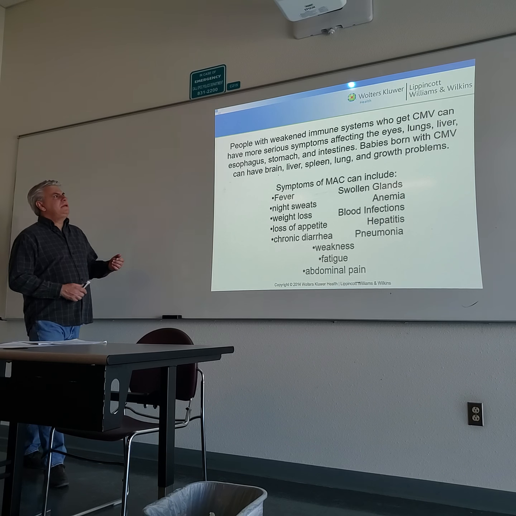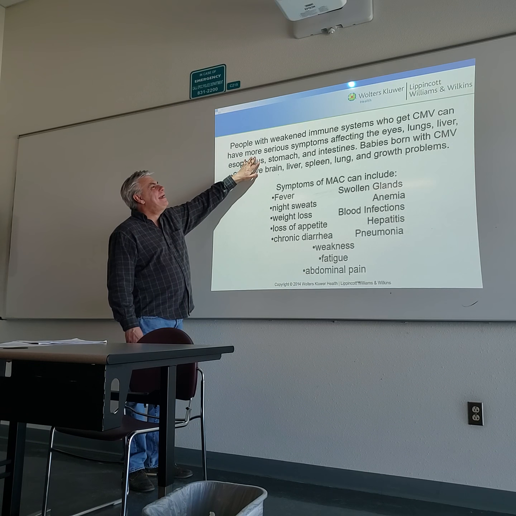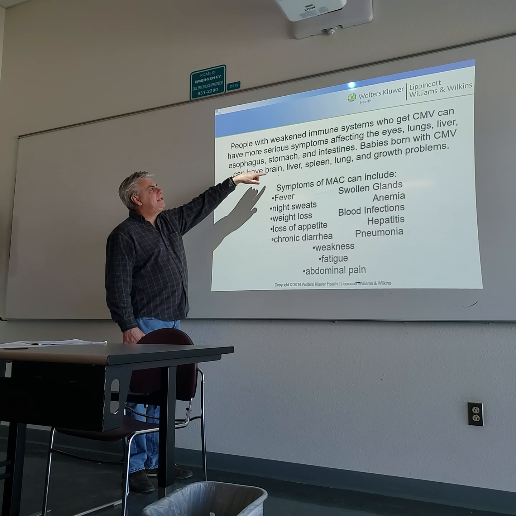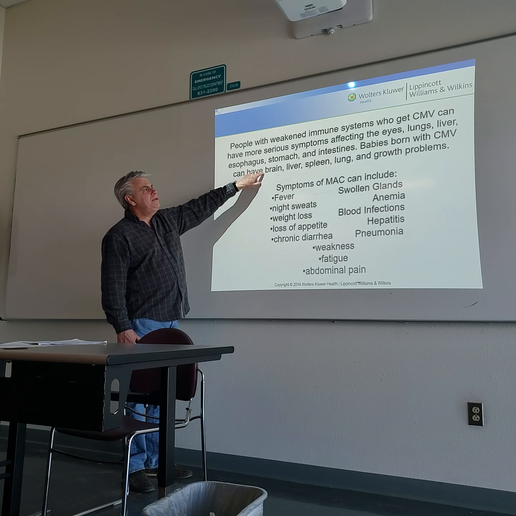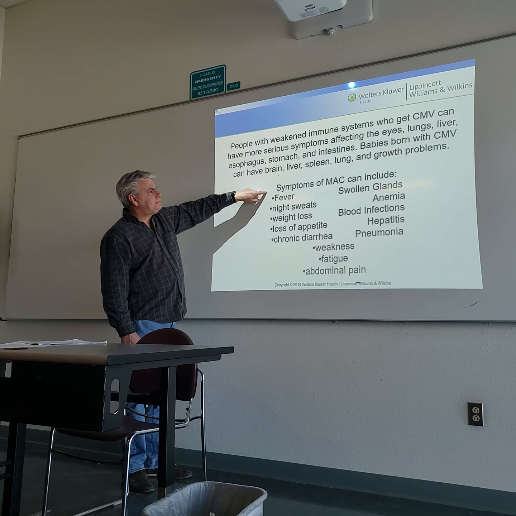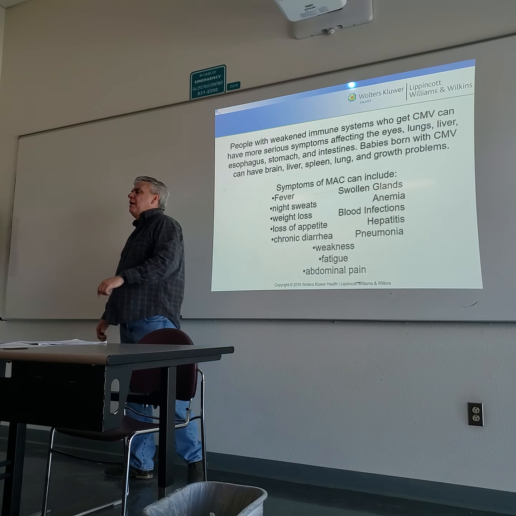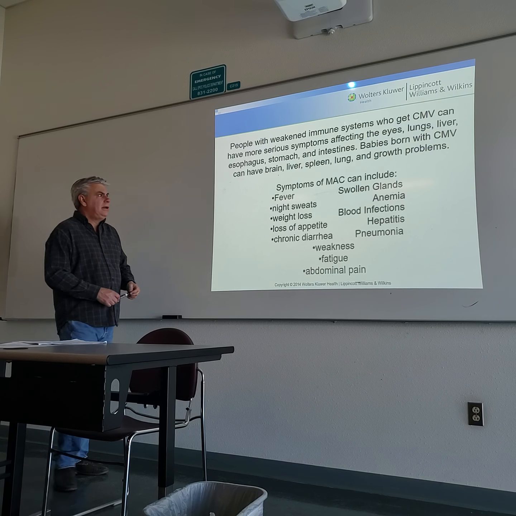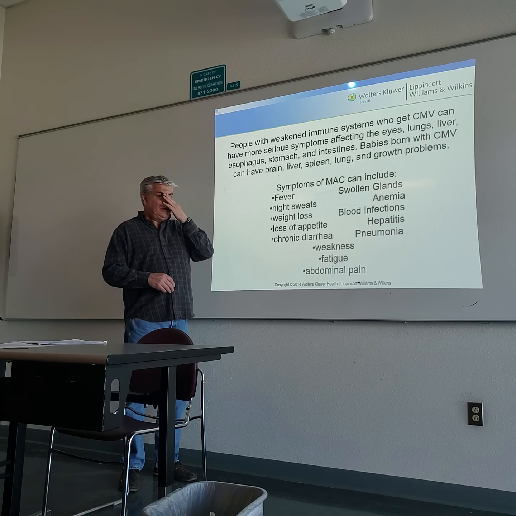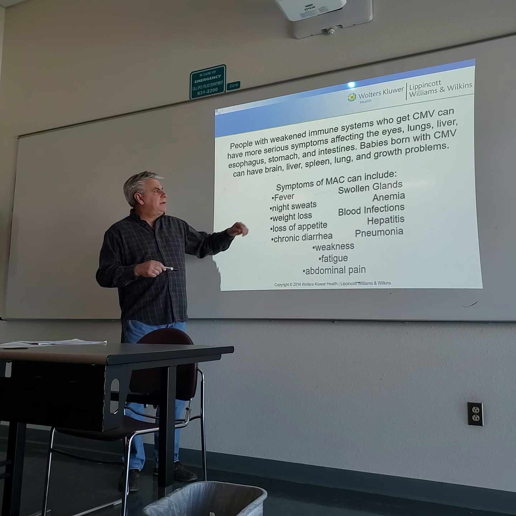All right, people with weakened immune systems, this is CMV, because everybody's gonna ask about CMV. CMV can have more serious symptoms in the eyes, lungs, liver, esophagus, stomach, and intestines. The ones that usually get serious infection are babies. But this is Mycobacterium avium, another type like TB, but it's the one where most people, if you're exposed to it, your immune system's fine. But look at the symptoms here.